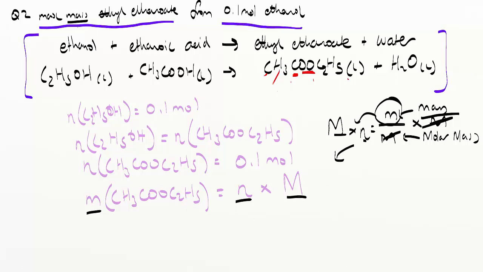Okay, so we get this here, and that's going to be equal to what? It's going to be equal to 0.1 moles times 88 grams per mole. Okay, and that's going to equal 8.8 grams.